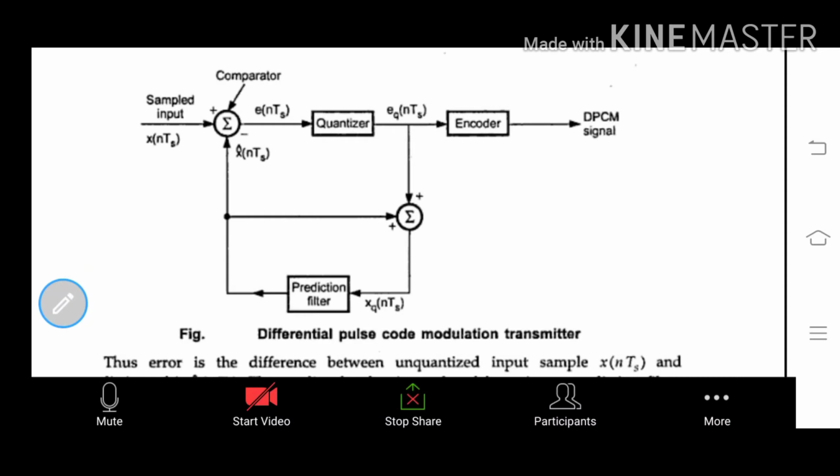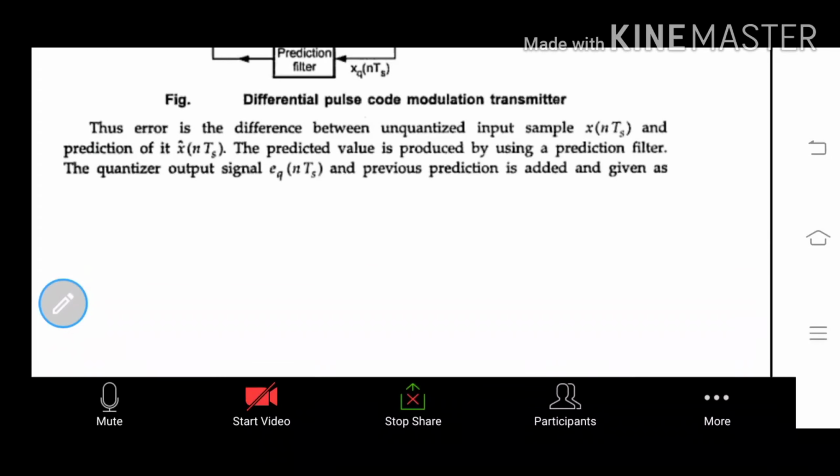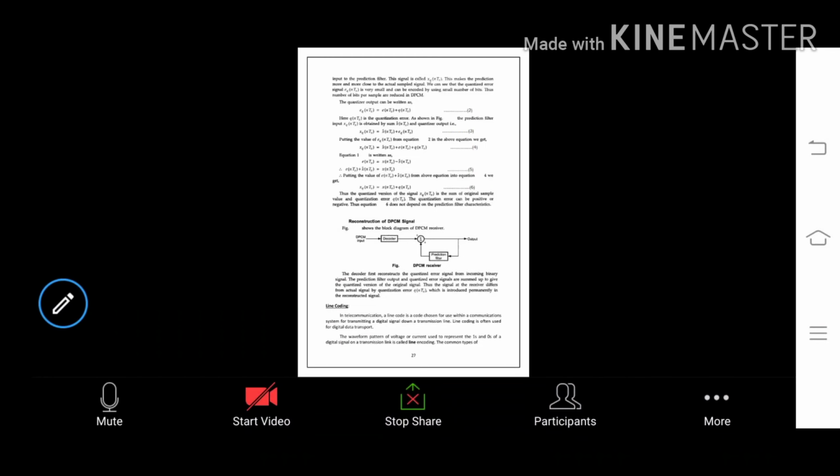So the error is the difference between the unquantized input signal x(nTs) and the prediction, that is e(nTs) minus eq(nTs). So the total signal delivered to the prediction filter can easily be identified. Also, the prediction value is provided by the prediction filter, that is eq(nTs), the error signal, to which the prediction is added and given as input. So this is how to define the DPCM transmitter.